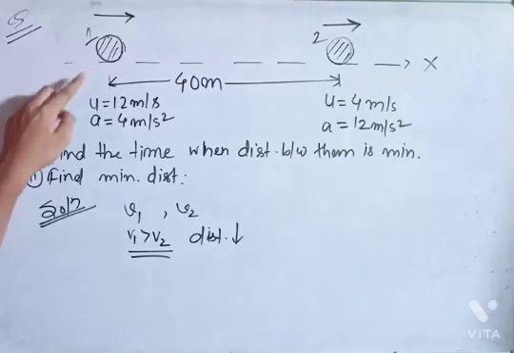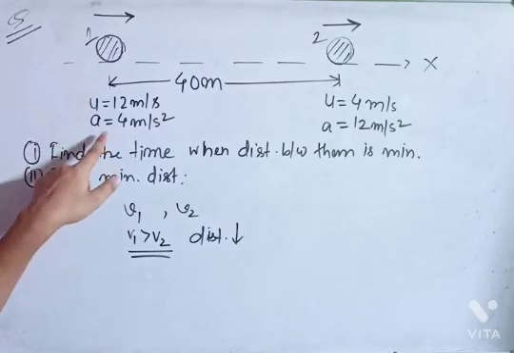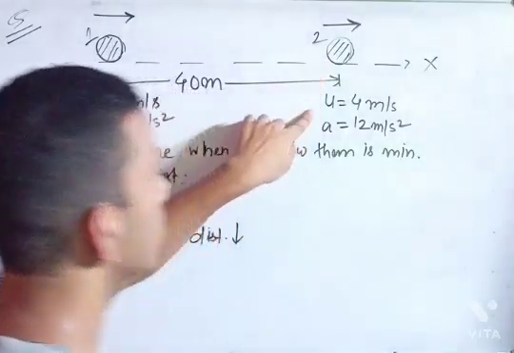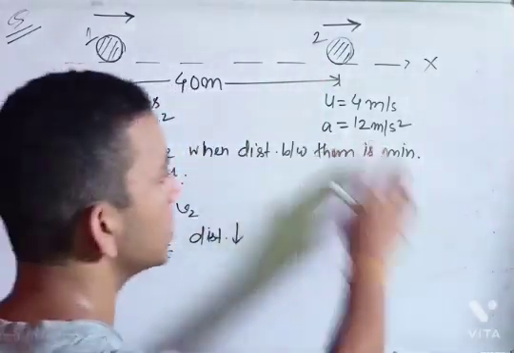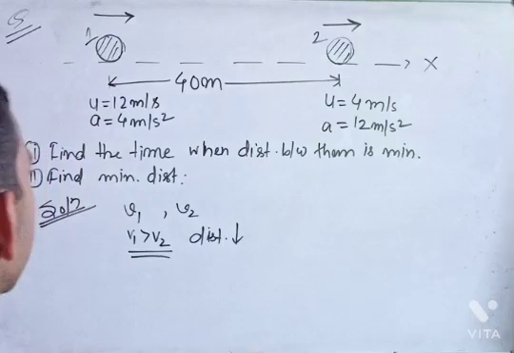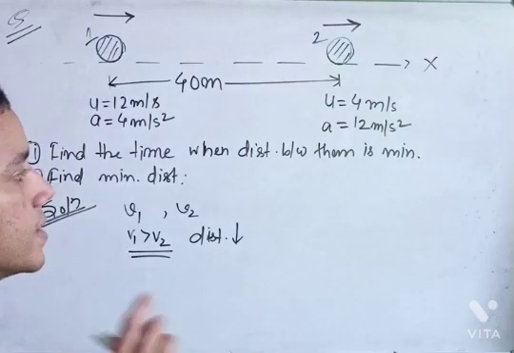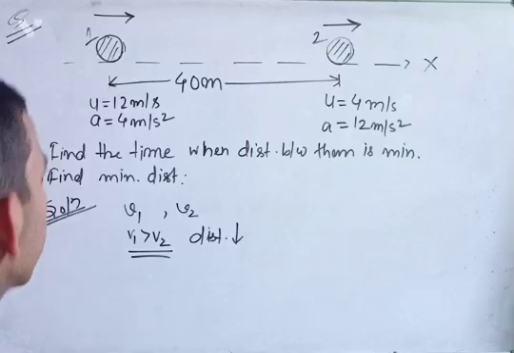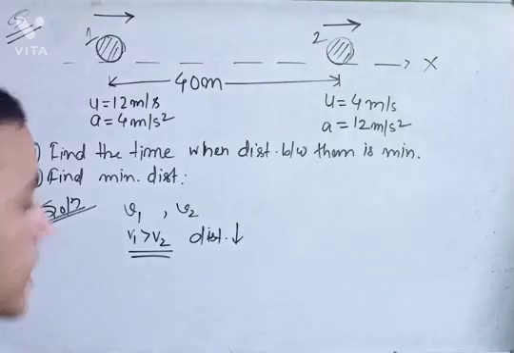The initial velocity of particle 1 is 12 meter per second and its acceleration is 4 meter per second square. For particle 2, the initial velocity is 4 meter per second and acceleration is 12 meter per second square. We have to find a time when the distance between them is minimum, and then we have to find this minimum distance. First of all, let's see the cases.